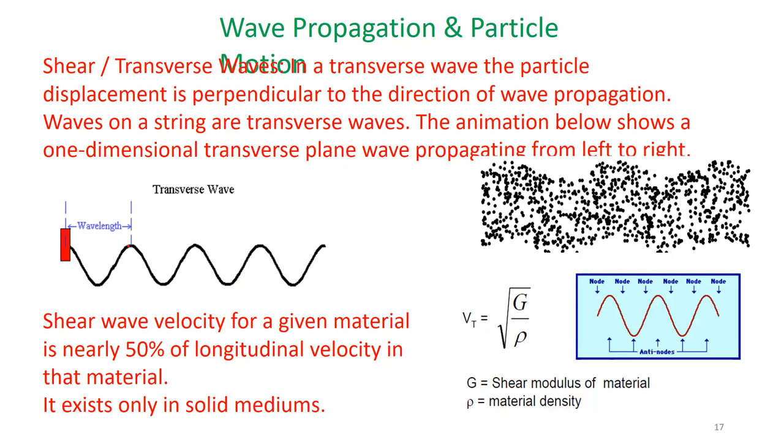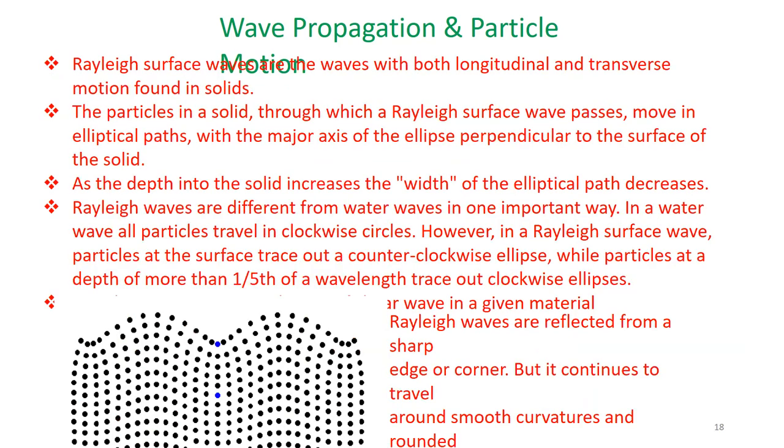Shear wave velocity for a given material is nearly 50% of its longitudinal velocity in that material. It exists only in solid medium. It cannot exist in gas and liquid medium. Rayleigh waves, surface waves.